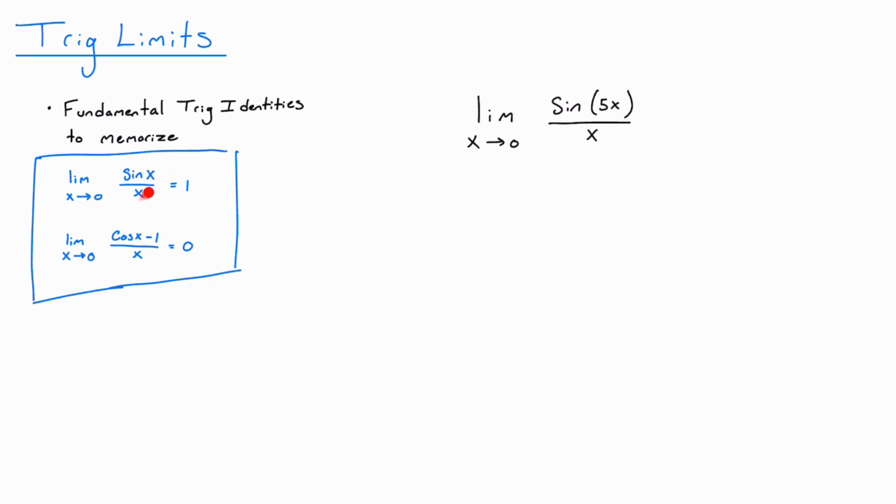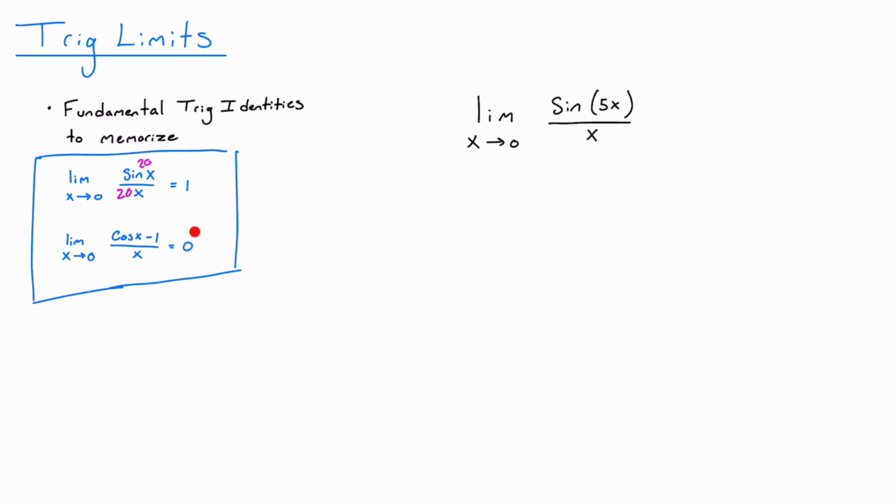This x that you see here, sine of x over x, doesn't have to be x. We have x approaches 0, but this could also be the sine of 20x over 20x. They have to be the same in the numerator and denominator, but it does not have to be just x. And then in our second one, we've got the limit as x approaches 0 again of cosine of x minus 1 divided by x.